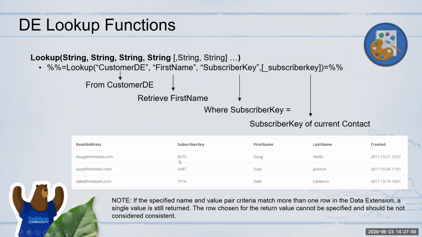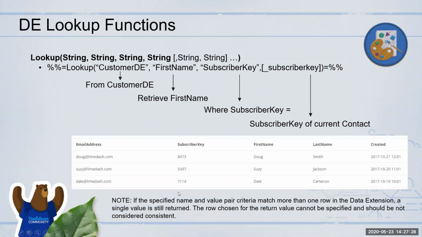If the value came as 5497, then it will return me the first name Zusi. If currently I'm in the context of the send for this particular subscriber, it will take this subscriber and give me the value Doug. Based on the evaluation that happens here, it will go fetch the value for that particular field in that database for the row that matches this, and then bring that to you.